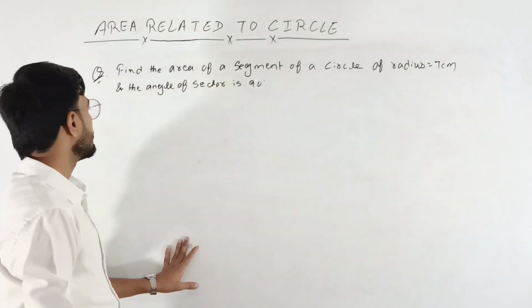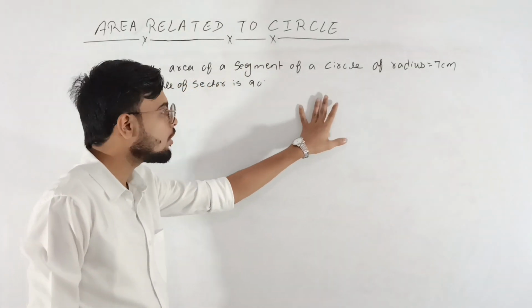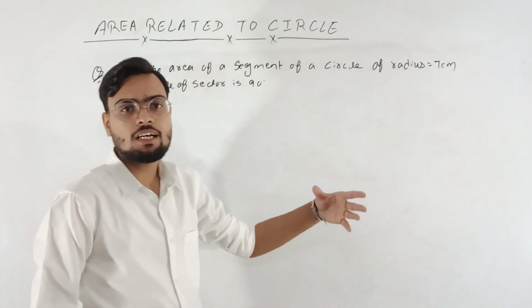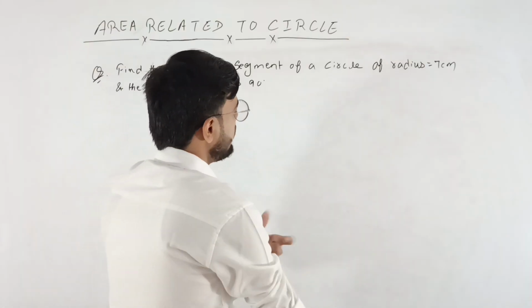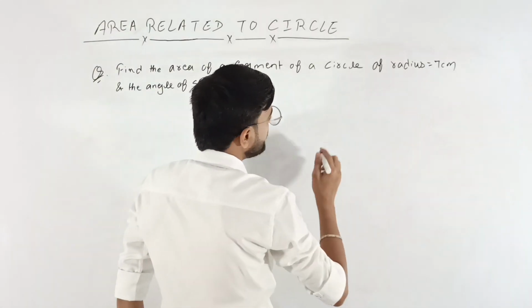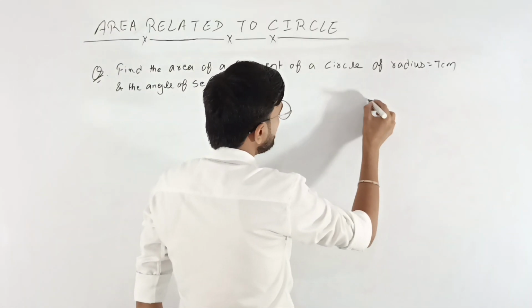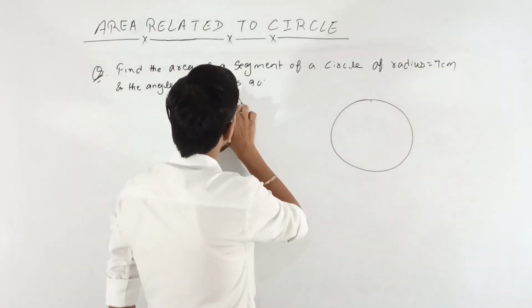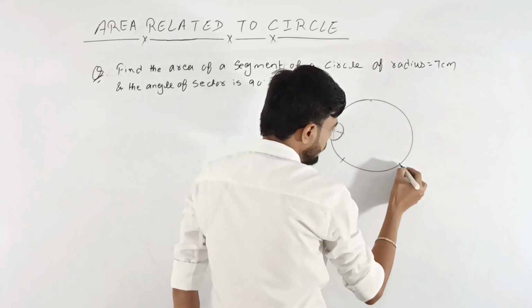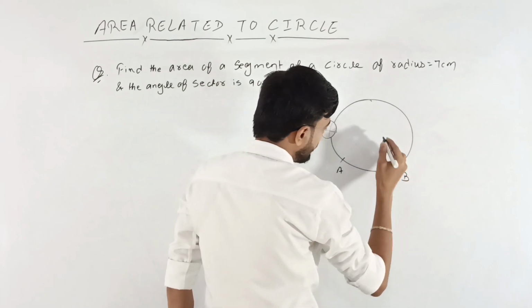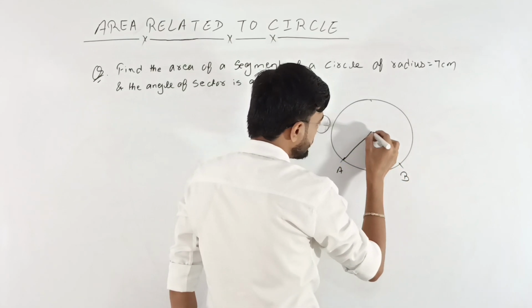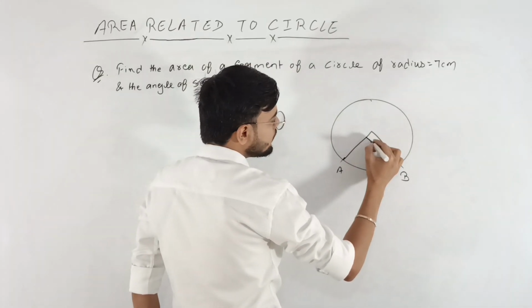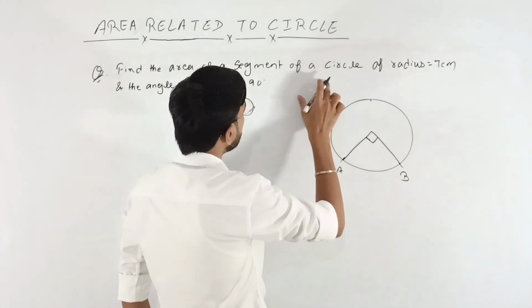The question is: find the area of a segment of a circle of radius 7 cm, where the angle of the sector is 90 degrees. The question says we have to find the area of the segment of a circle in which the radius is given as 7 and the angle of the sector is given as 90 degrees. Suppose this is my circle. Now the sector angle is 90 degrees. This is an arc AB. When I join this arc AB to the center, I get this sector, and this angle is given, which is 90 degrees. Now we have to find the area of the segment.